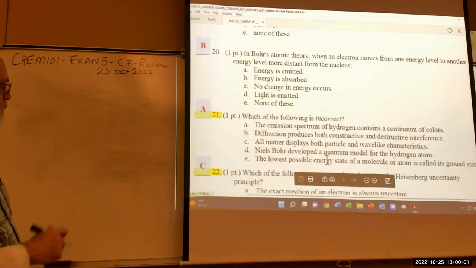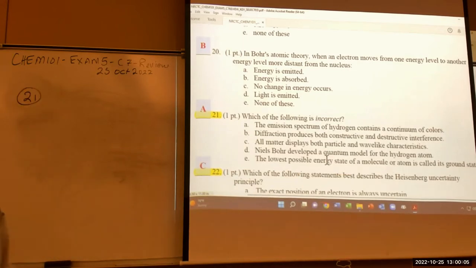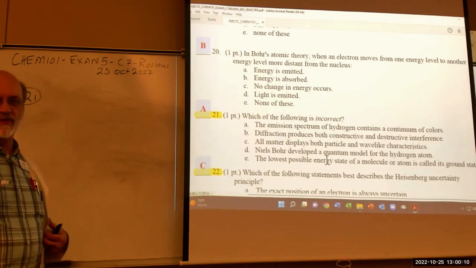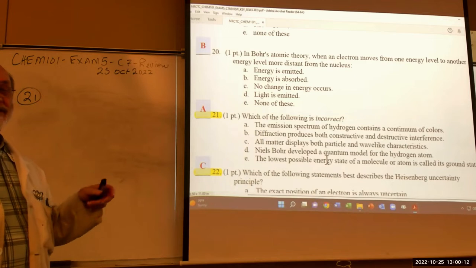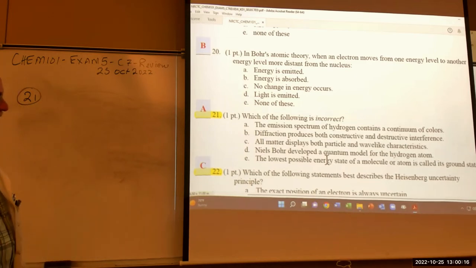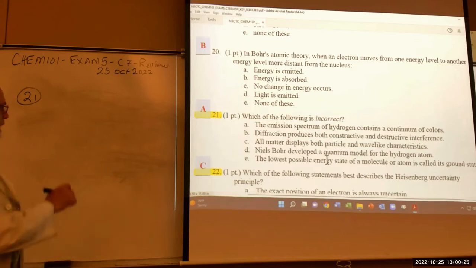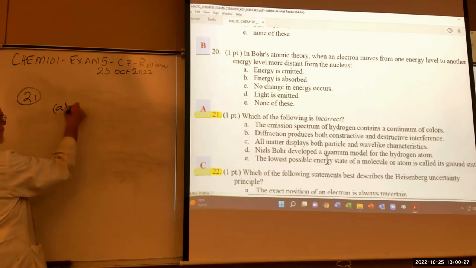Let's see, 21. Which of the following is incorrect? Pay close attention to these questions. Some say correct, some say incorrect, some say true, some say not true. Which is incorrect? The emission spectrum of hydrogen contains a continuum of colors. All right. A is false.